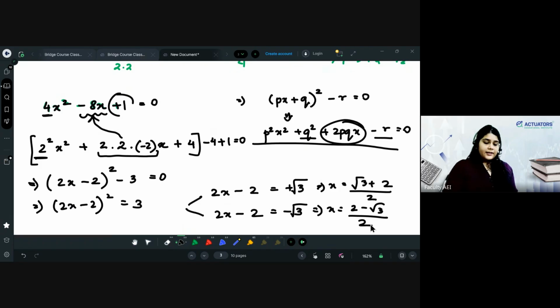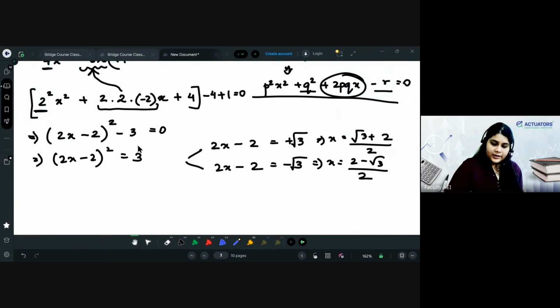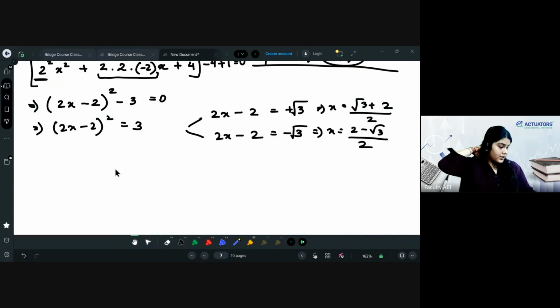Okay? Any doubts? Quickly, one more on completing the square. Did you understand this? How do we complete the square? Only stick to this method.